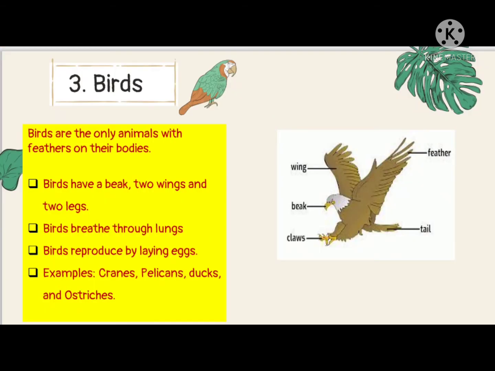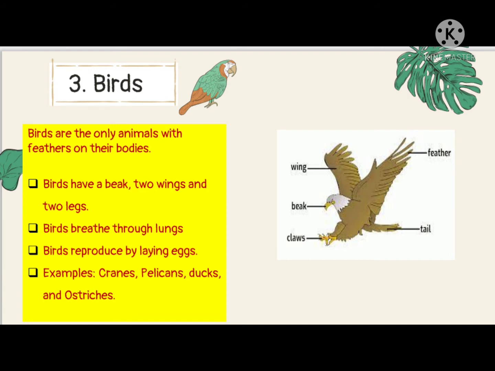3. Birds. Birds are the only animals with feathers on their bodies. Birds have a beak, 2 wings, and 2 legs. Birds breathe through lungs. Birds reproduce by laying eggs. Examples: cranes, pelican, ducks, and ostriches.